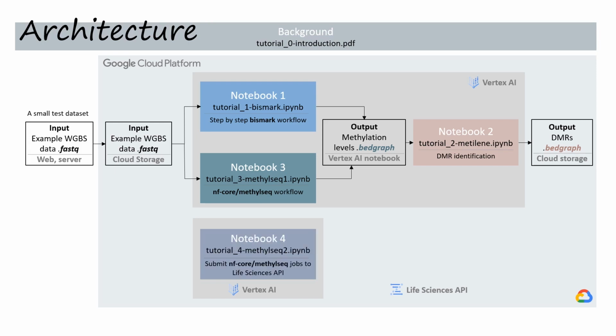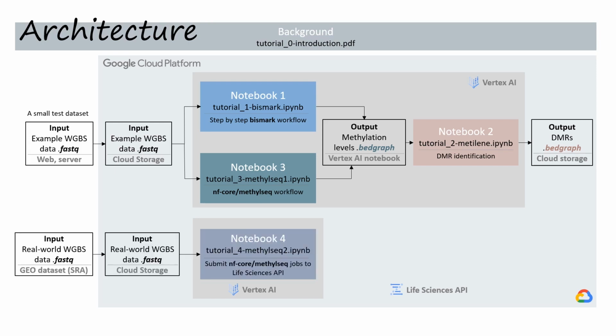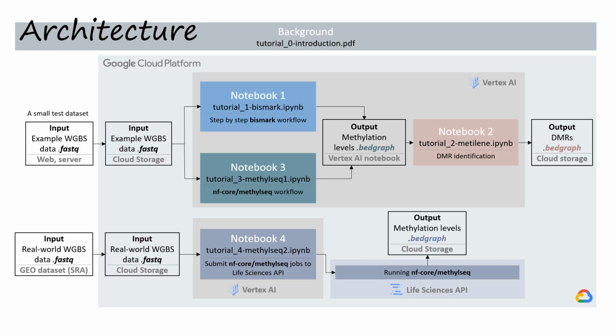As for the last submodule, a real-world WGBS dataset is used to give the students an example of how to run a large dataset on GCP. The jobs will be sent to the Google Life Science API, which provides an option to process large data at scale. The output files will be stored in a customized cloud storage bucket and can be used for other downstream analysis, such as the one from Notebook 2.